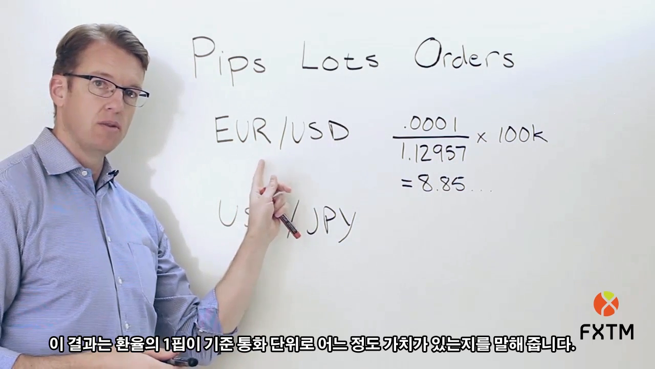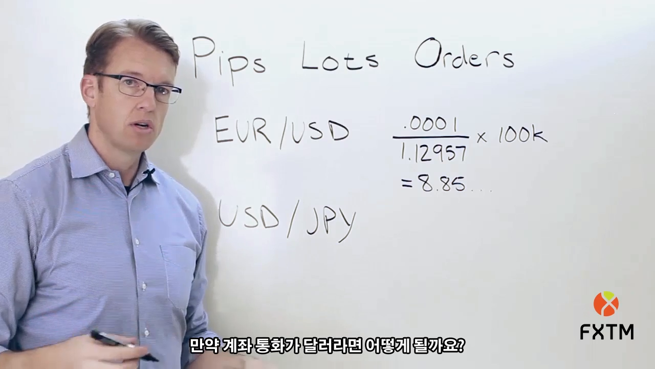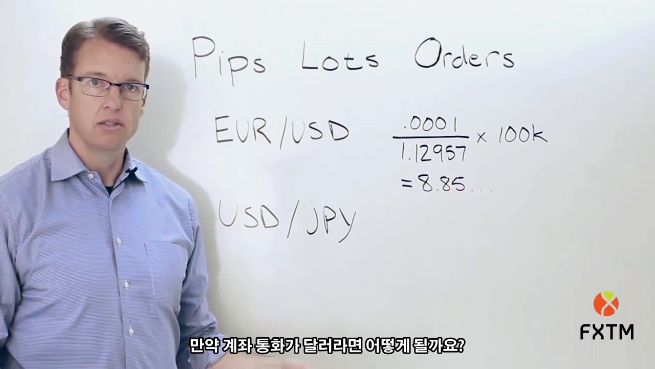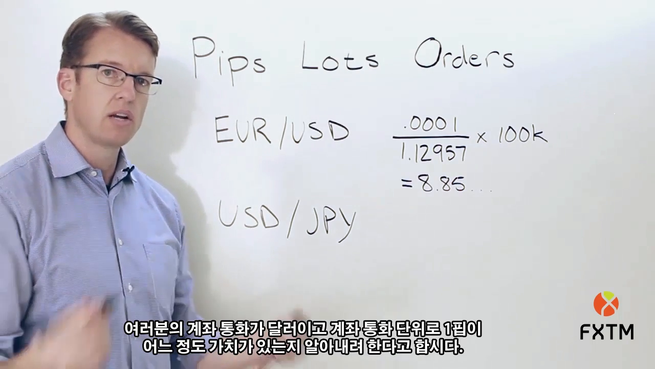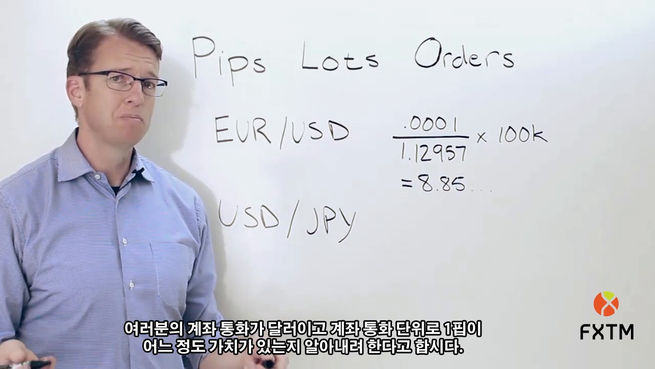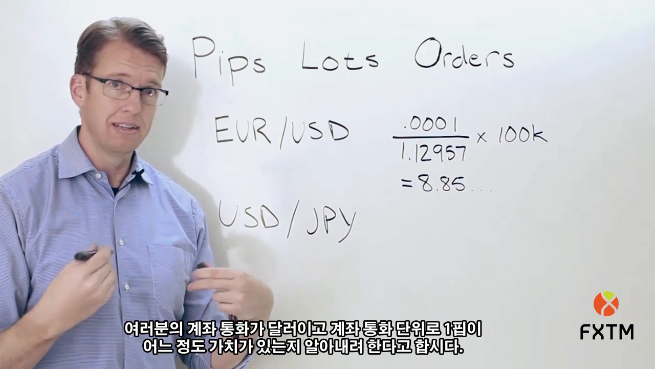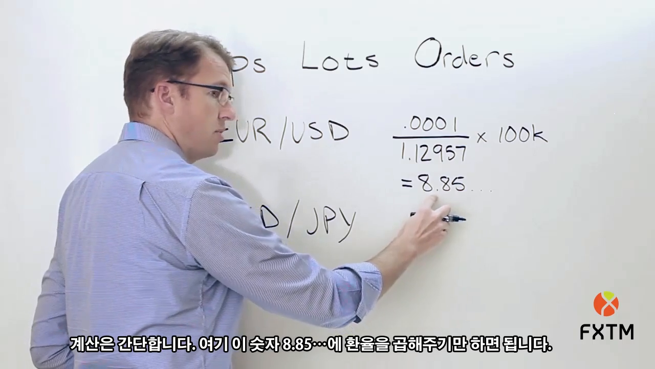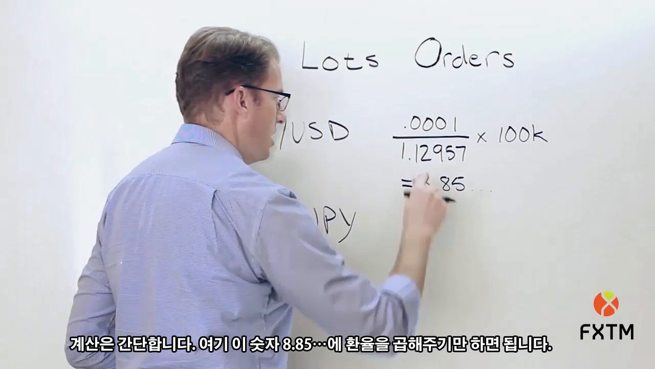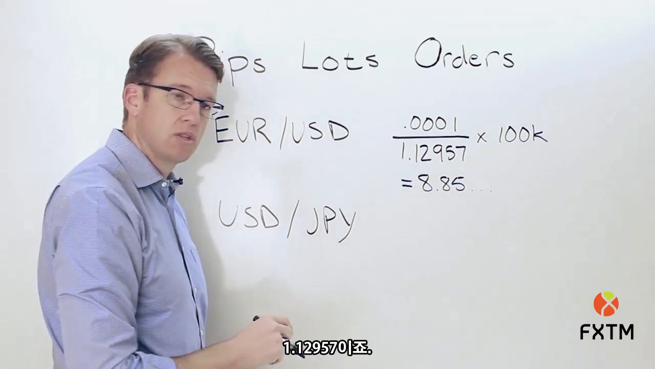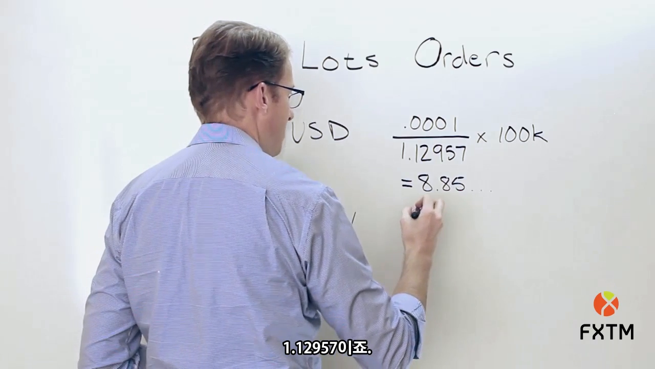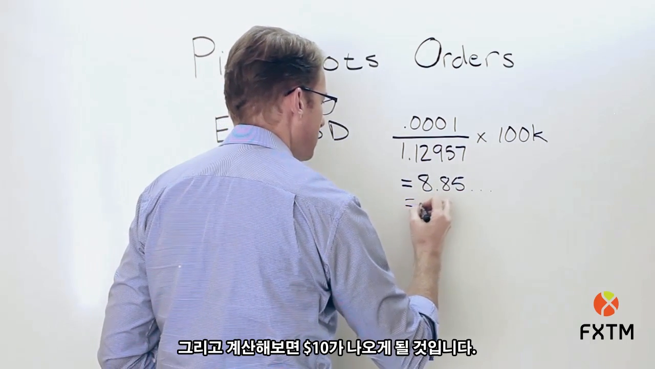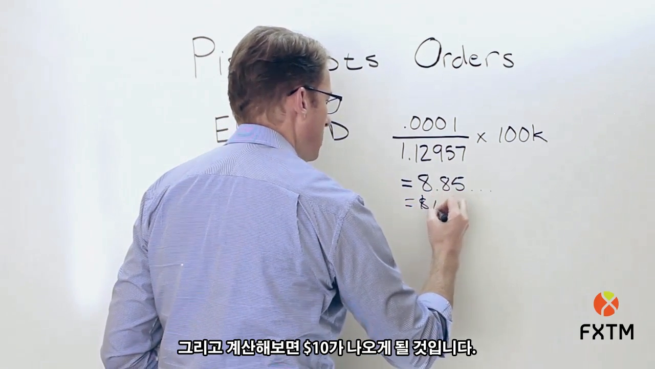Now what that is telling you is how much a 1 pip move in the exchange rate is worth in base currency terms. So what if your account currency is the dollar? Let's say that your account currency is the dollar and you're trying to figure out, well, how much is a 1 pip move worth to me in my own account currency? Well, that's easy. All we have to do is take this number here, 8.85 and so forth, and we times it by the exchange rate, which is 1.12957. And if we do that, that's going to come out to be an even $10.